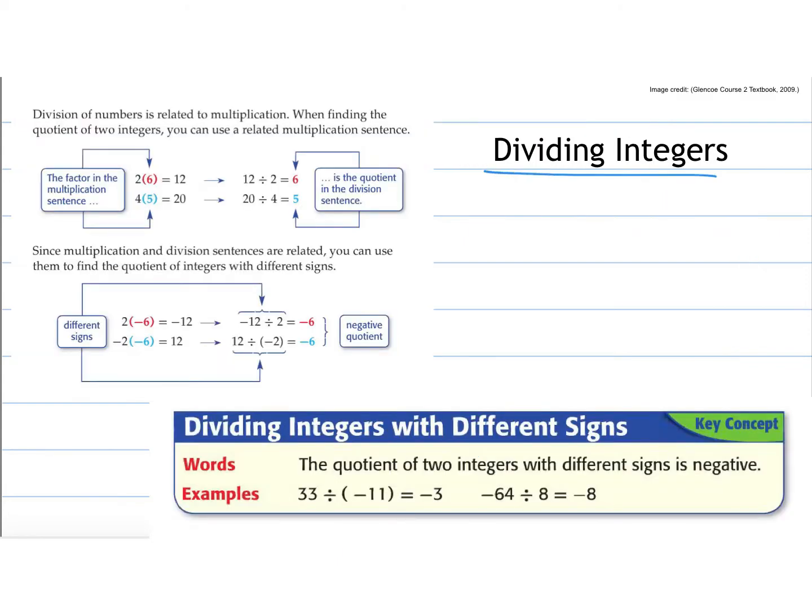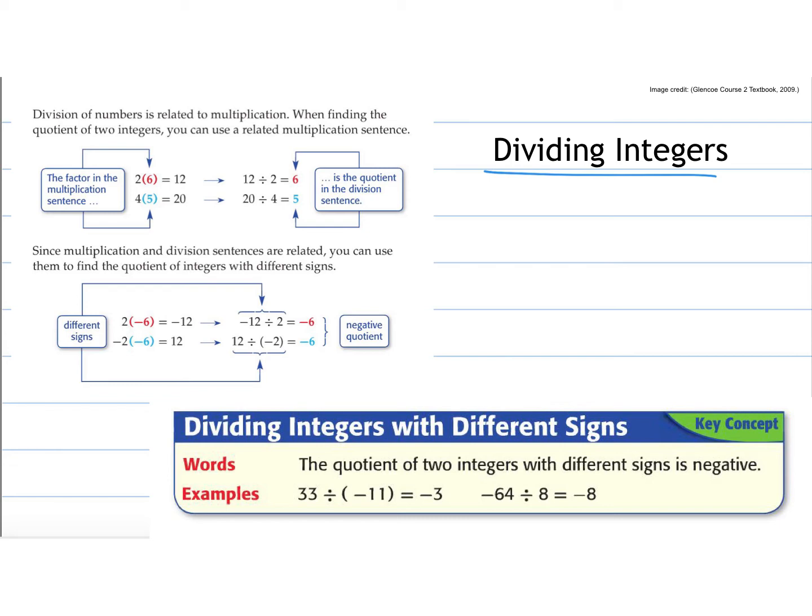Okay, now we're looking at dividing integers. So division of numbers is related to multiplication. When finding the quotient of two integers, you can use a related multiplication sentence. So if we had 2 times 6 is 12, that's the same or similar to doing 12 divided by 2 equals 6. So the factor in the multiplication sentence is the quotient. What that means is the number that we are multiplying in our problem would be the answer in a division sentence.